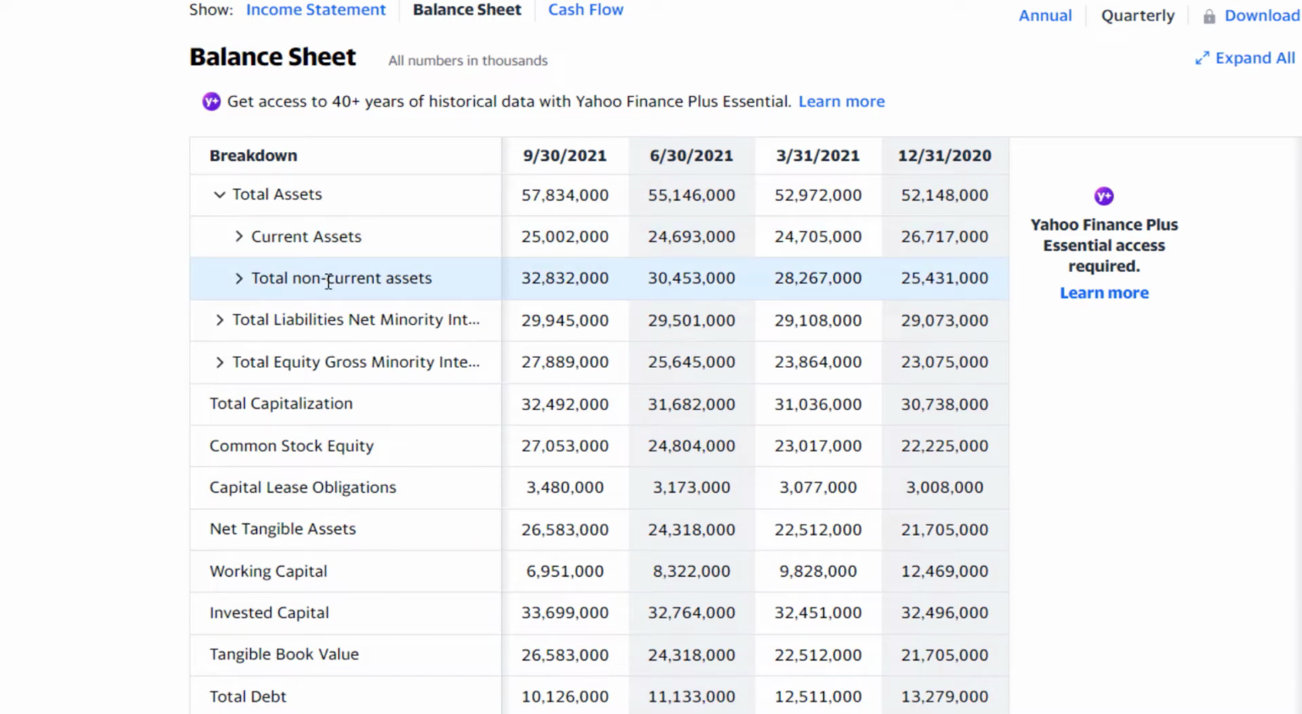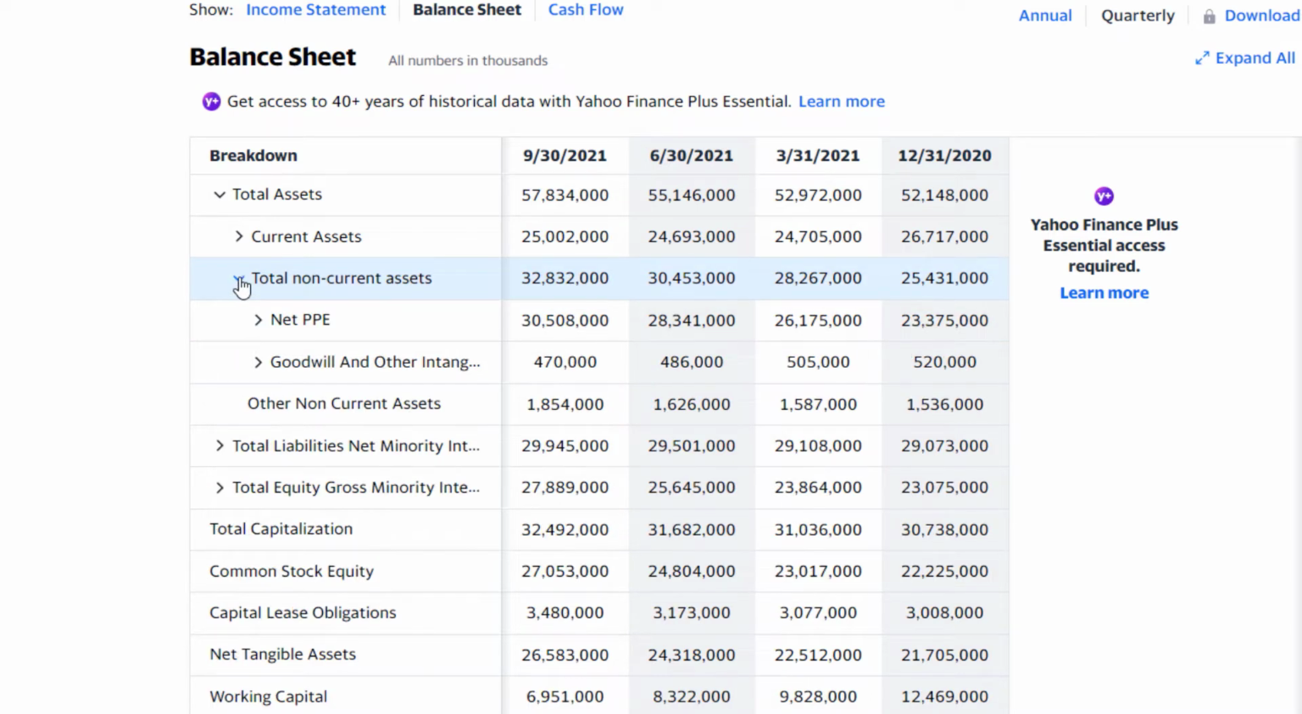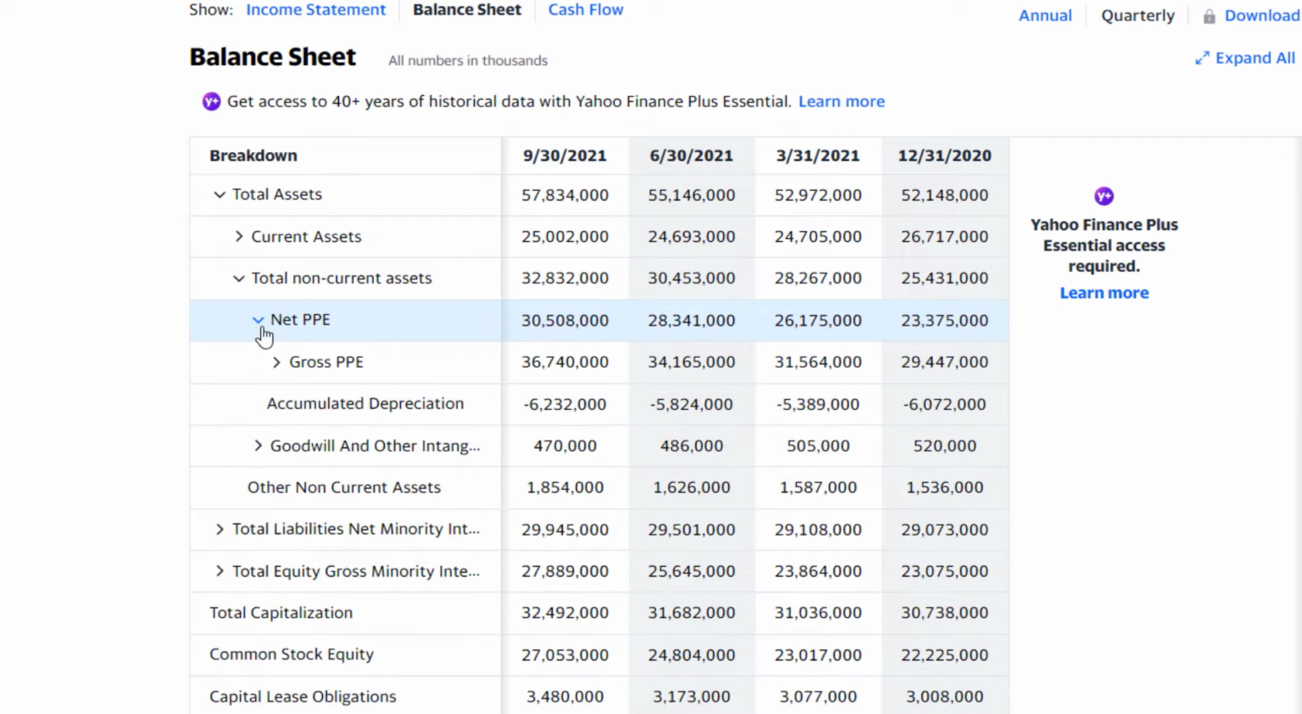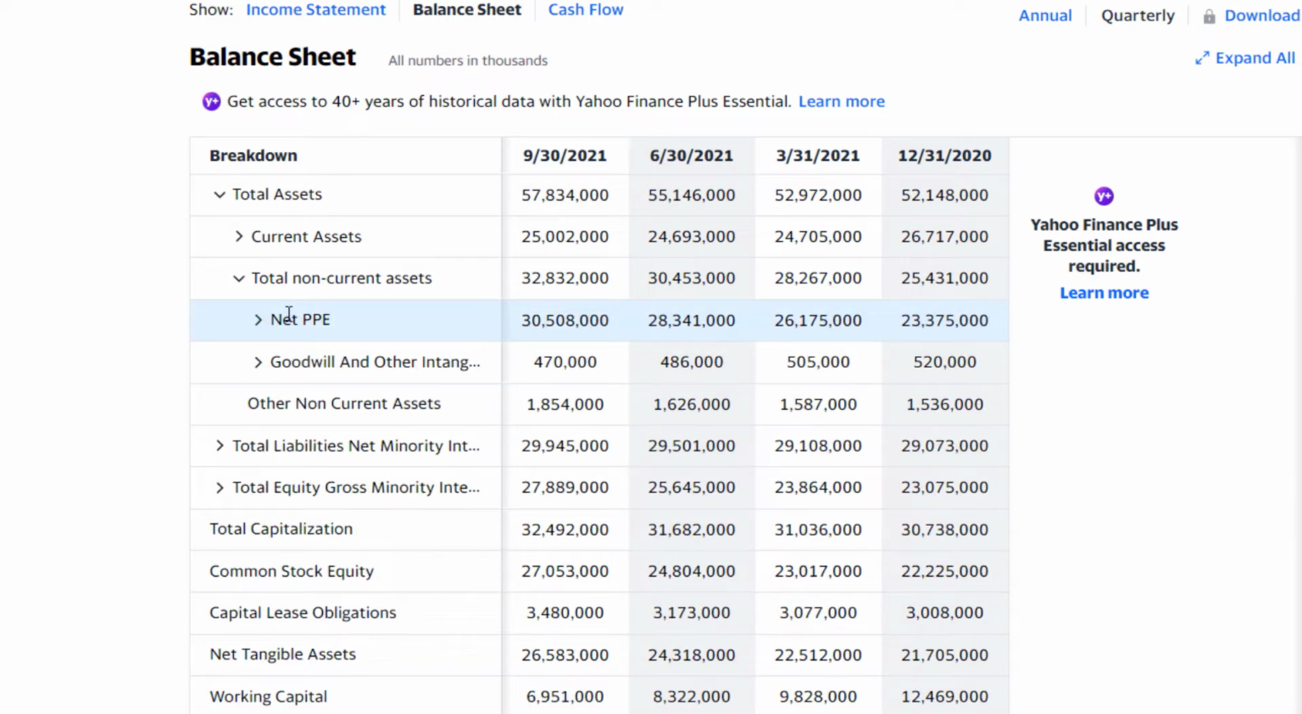Non-current would be things that, again, are over a year. And you can see that's a pretty big number too. That's 32 billion of non-current assets. So what's in here? One of the biggest areas for companies is PPE. Now, you might know PPE from the pandemic, which is personal protective equipment, like face shields, for example. But that's not what we're talking about on a balance sheet. PPE is plant, property, and equipment. Sometimes I get that backwards, but basically plant, property, and equipment. And you have your net, which would be your net property and equipment.